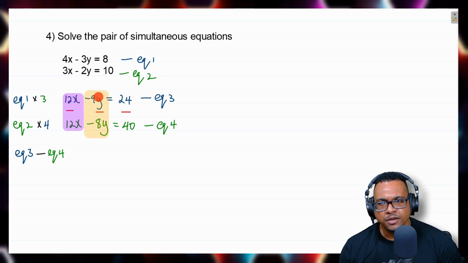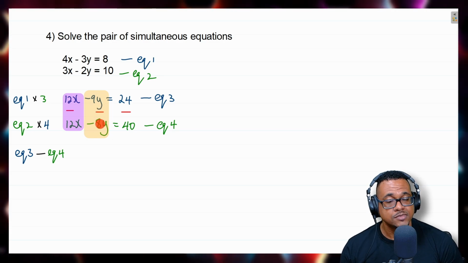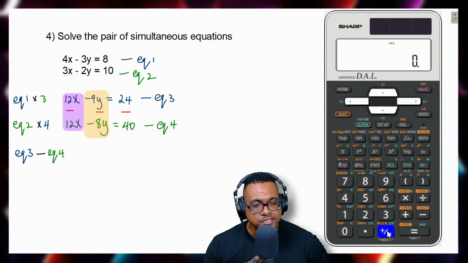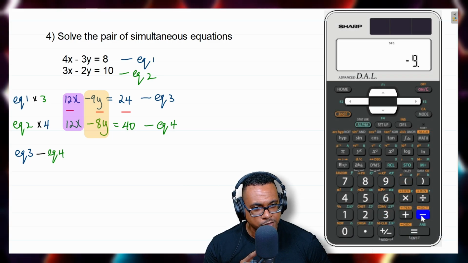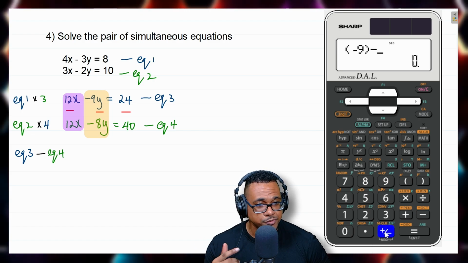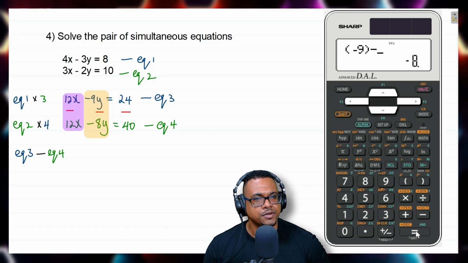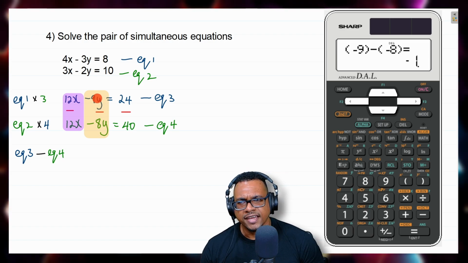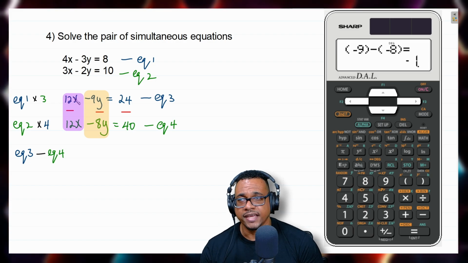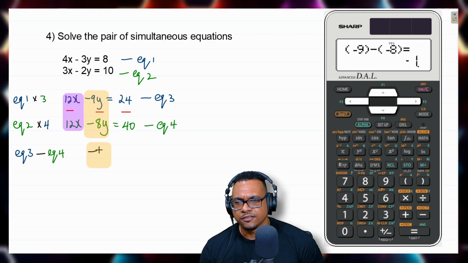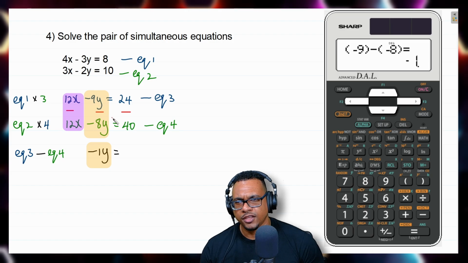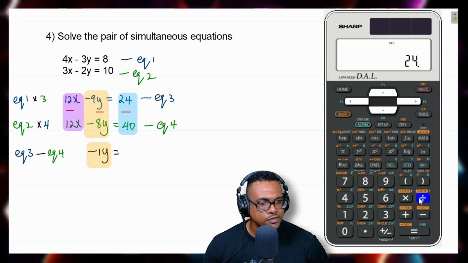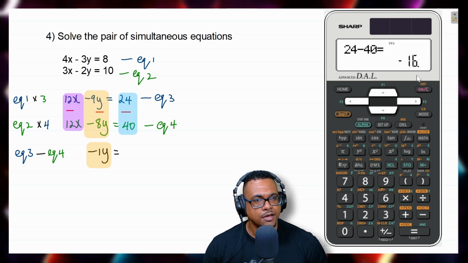And now we have -9y take away -8y. So let's work it out on the calculator. You put -9 take away -8. You use this button here for -9, then a different button for take away, and then back to this button for -8. Press equal, and we get -1. So -9y take away -8y gives us -1y. So we have -1y is equal to, and now we have 24 take away 40. Working that out, we get -16.